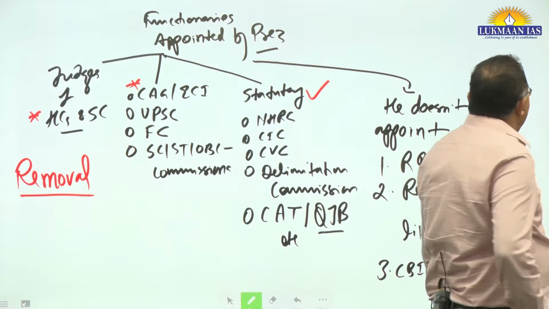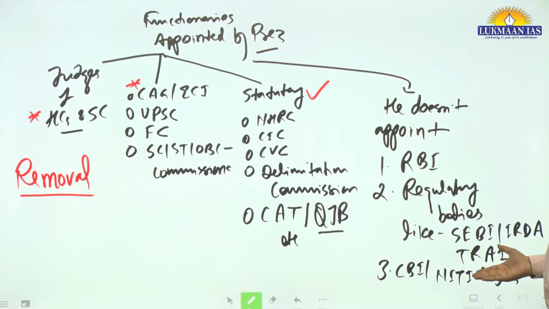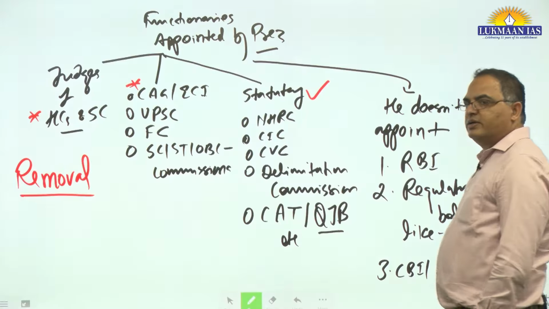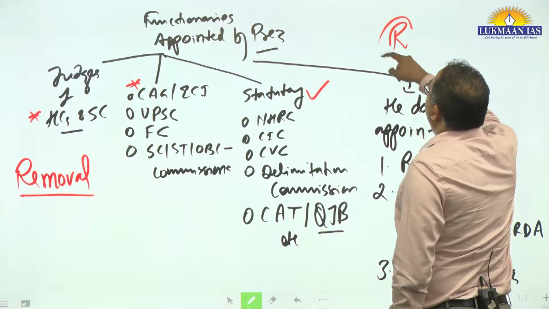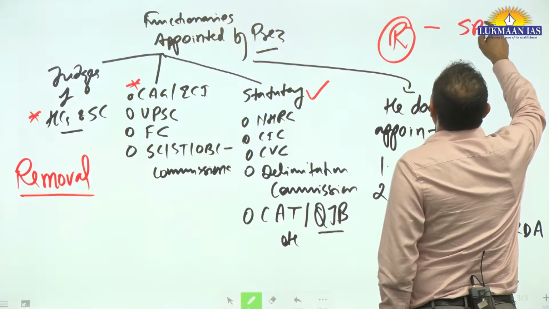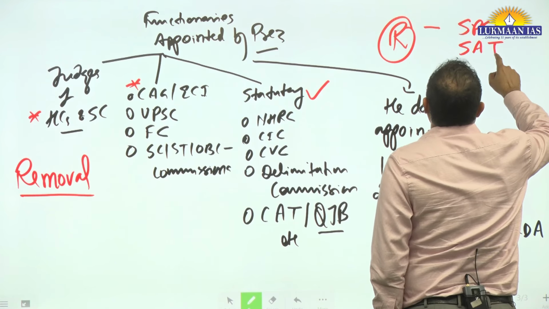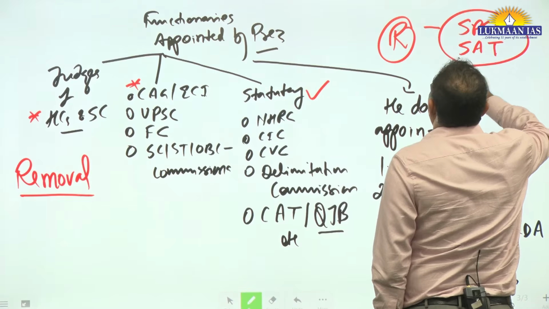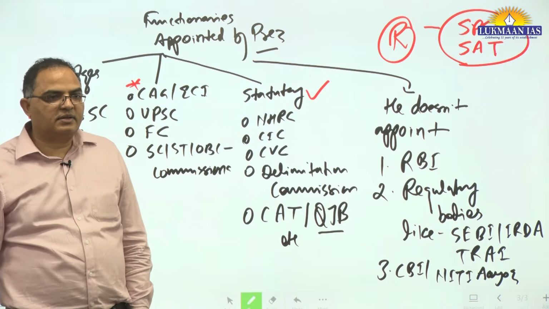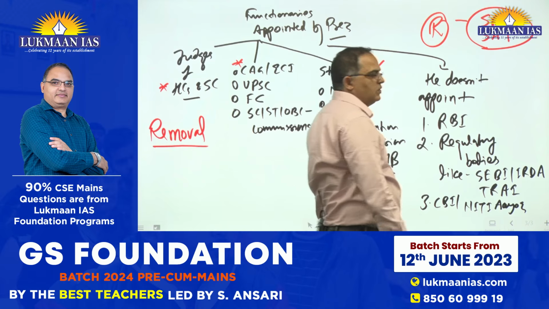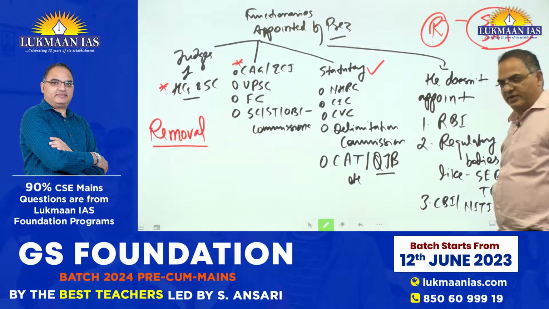Plus, in this case, since he does not appoint, he does not remove. He is also the removal authority for the State Public Service Commission and the State Administrative Tribunal. So in that case also he is a removal authority. Now, you should read yourself all these permutation combinations.